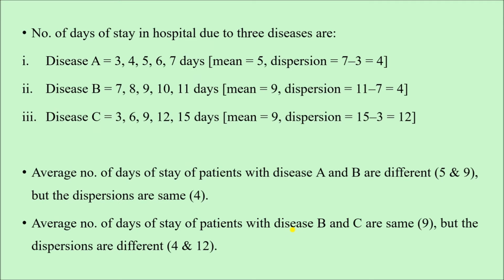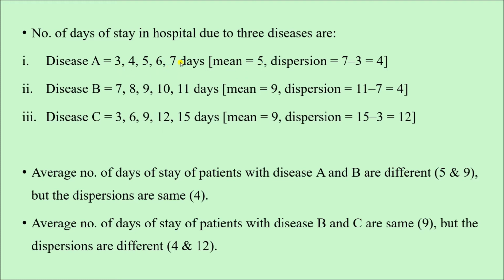Here I have given an example: the number of days of stay in hospital due to 3 diseases. We have arbitrarily taken 3 diseases, disease A, B and C, and we have taken 5 cases of each disease. The 5 patients suffering from disease A had to stay for 3 days, 4 days, 5 days, 6 days and 7 days. So these 5 patients had 5 different days of stay in the hospital because of disease A. The mean number of days of stay in the hospital is 5.